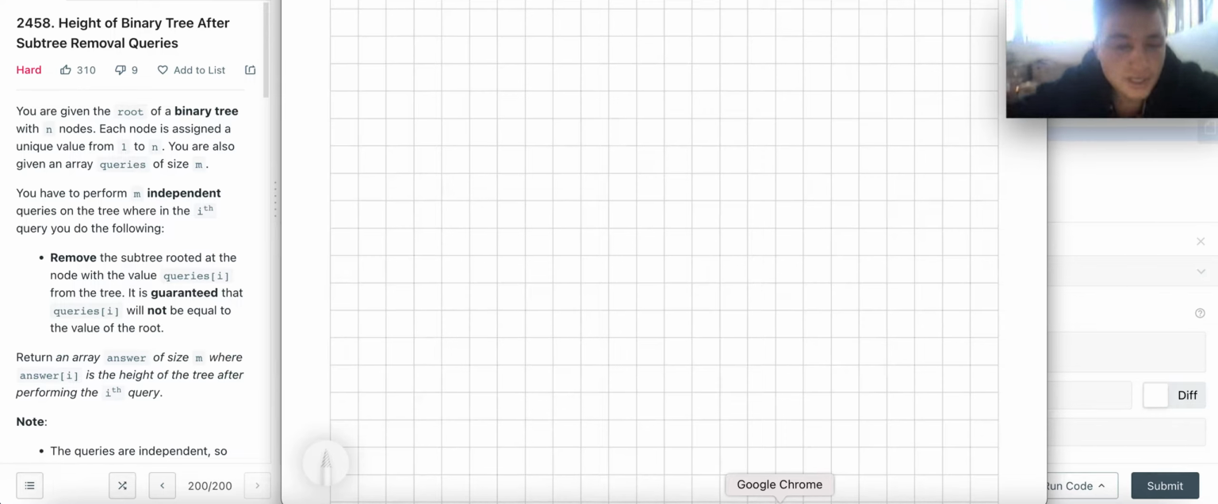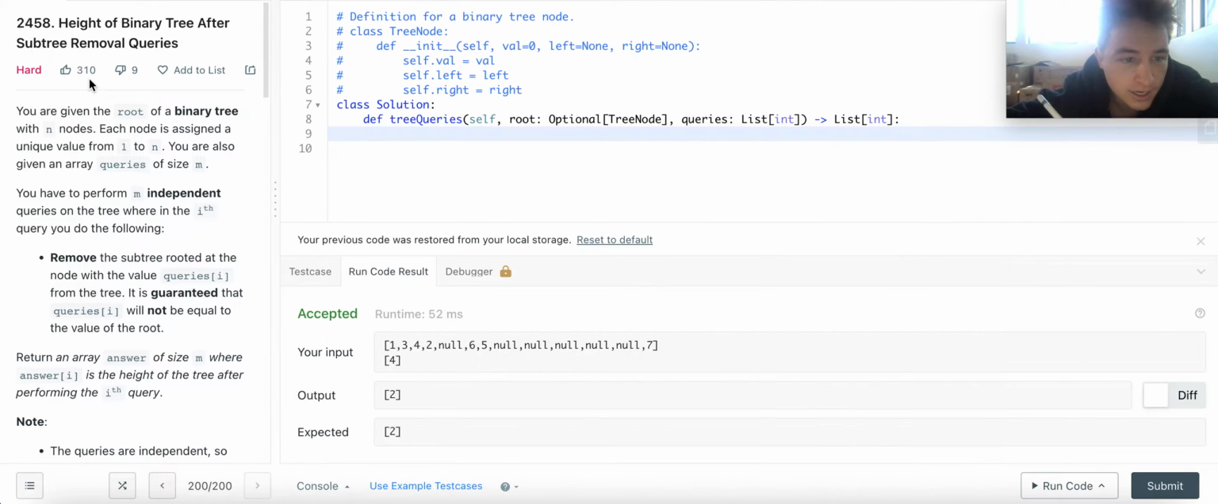Hello, hello, hello. Today we're going to do problem 2458, height of binary tree after subtree removal queries. This is a Leetcode hard and it has 311 likes.